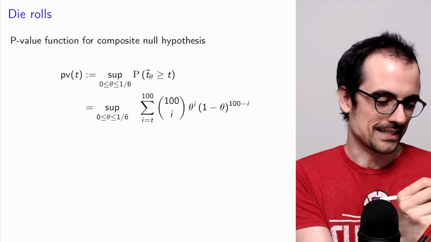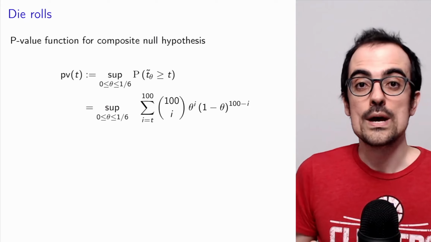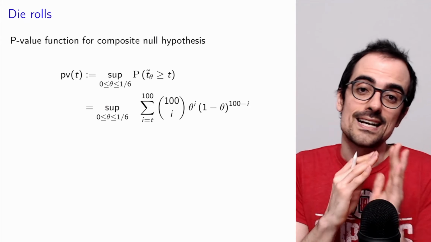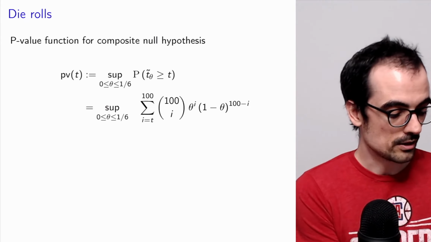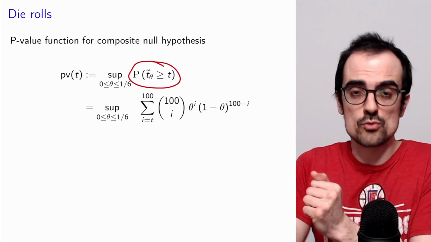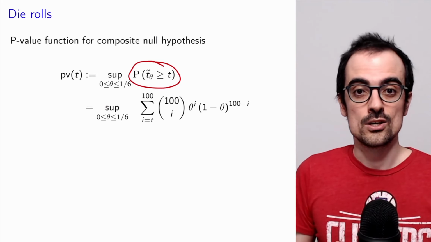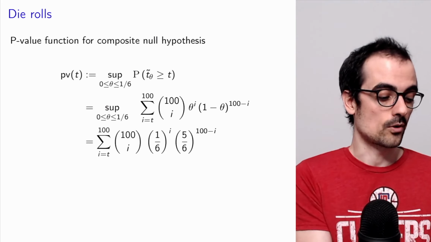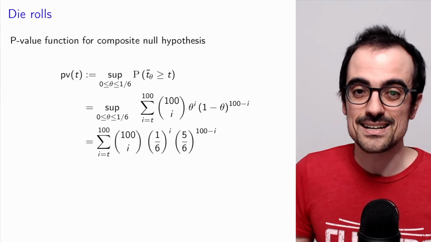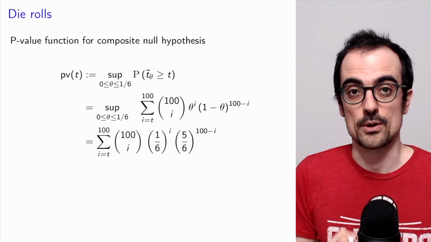So this is not a discrete set, okay? It's a continuous set, obviously. But the maximum is attained. When is the maximum attained? When theta is as large as possible, because this is the probability of observing t or more threes. The higher theta, the more likely that probability is. Okay, so here the maximum is actually attained for 1/6. So we obtain exactly the same p-value function for the composite null hypothesis as for the simple null hypothesis.